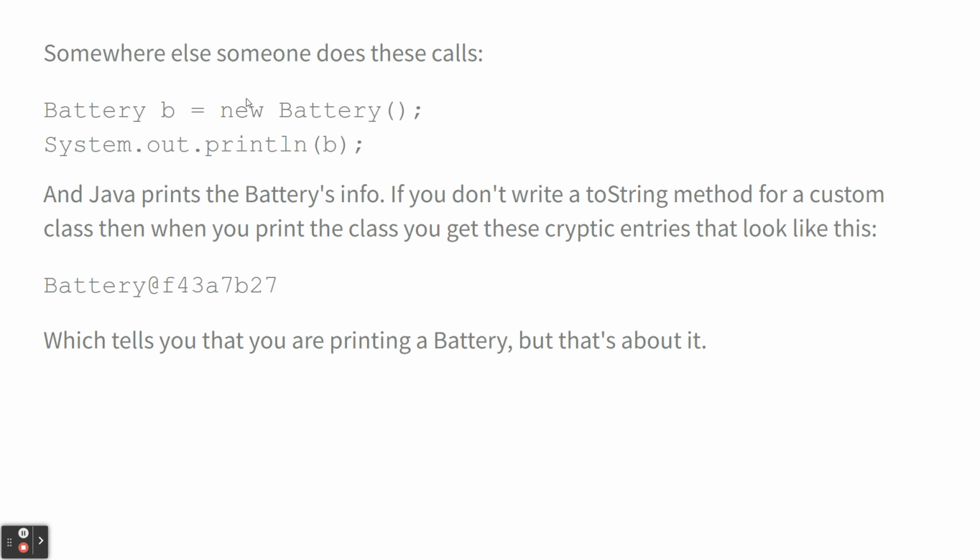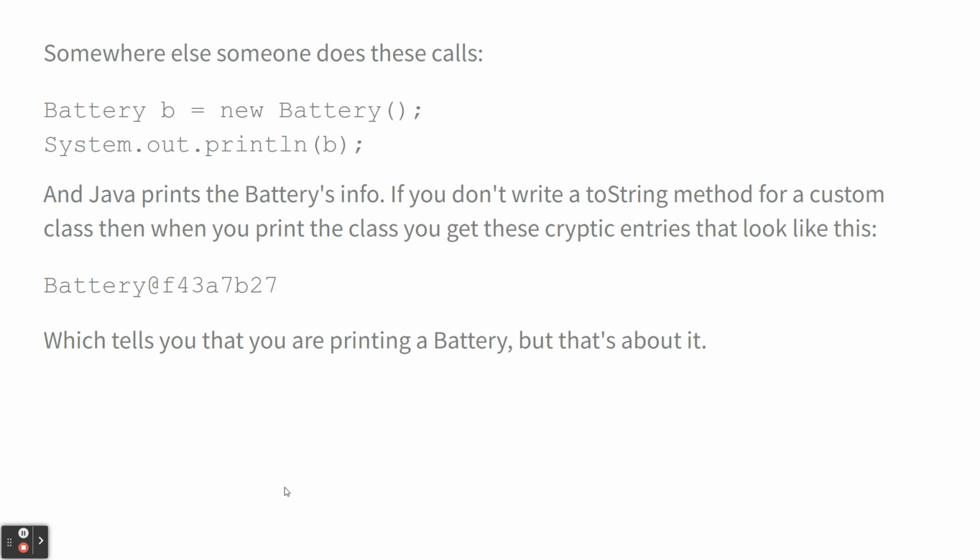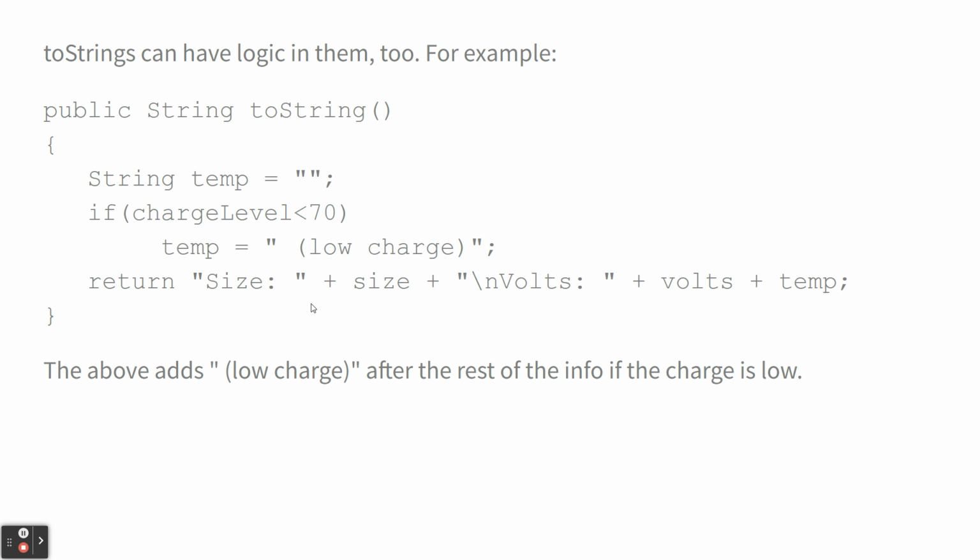So somewhere else, somebody else does these calls. Battery b, new battery, print the battery. Okay, and Java prints the battery's info using this toString. Now, if you didn't put a toString in your battery class, you'd get something like this: battery at, and then some hexadecimal number. And that's what happens when you don't have a toString. That's because Java wants to honor your request to print something, but it can't print it nicely because it doesn't know what you want. It's a custom class.